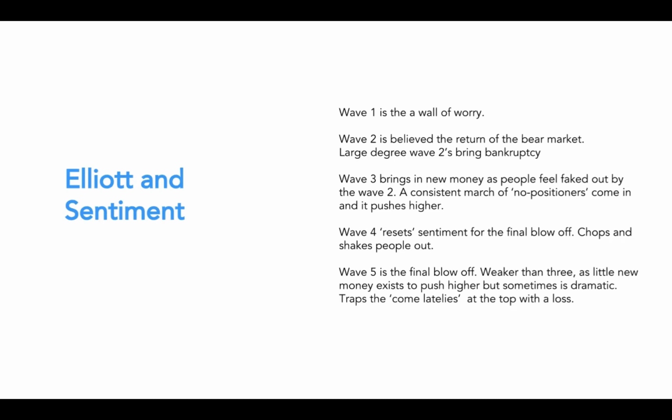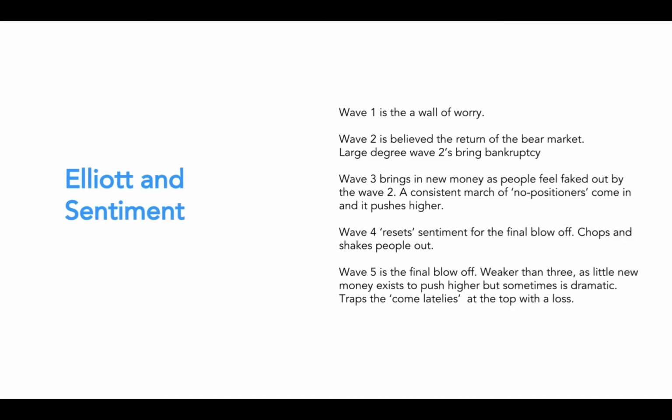Wave 5 is the final blow off. They're often weaker than 3. They're definitely weaker in price movement. Sometimes they can be very dramatic in velocity, and that's really the blow off. Sometimes they can be extended, particularly in precious metals. But it's a trap coming, because those are the folks thinking this trend can keep going. And then you start a wave 2, and people bankrupt or blow up their accounts or whatever.